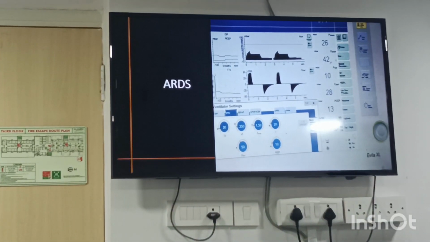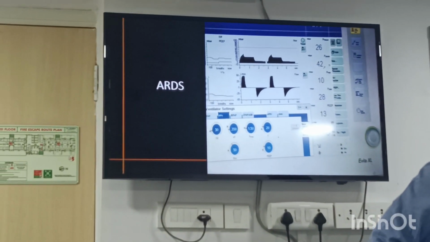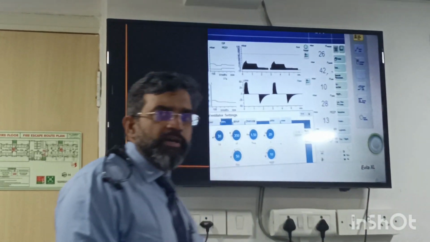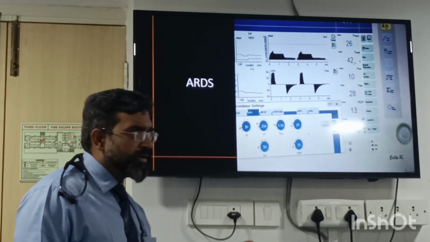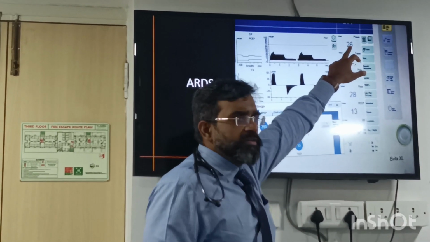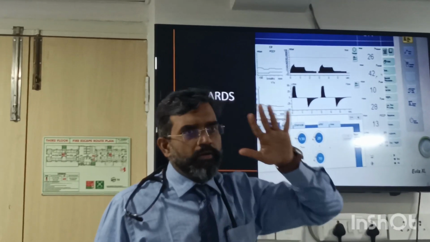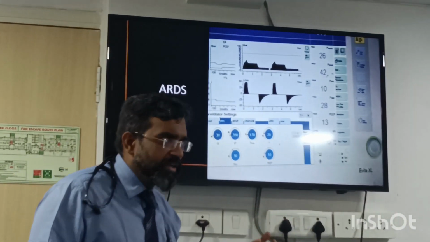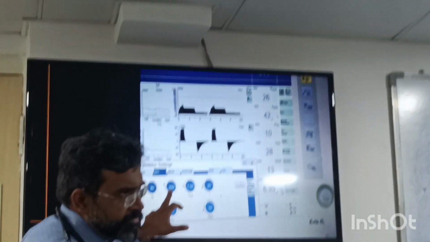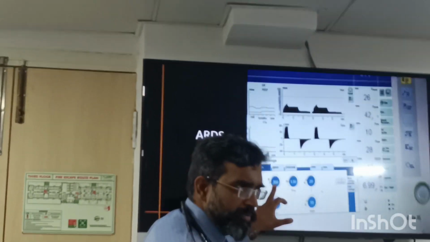Clear? So increasing the mean airway pressure is improving your oxygenation. To increase my mean airway pressure, I can increase my tidal volume, but I know large tidal volume will cause problems.